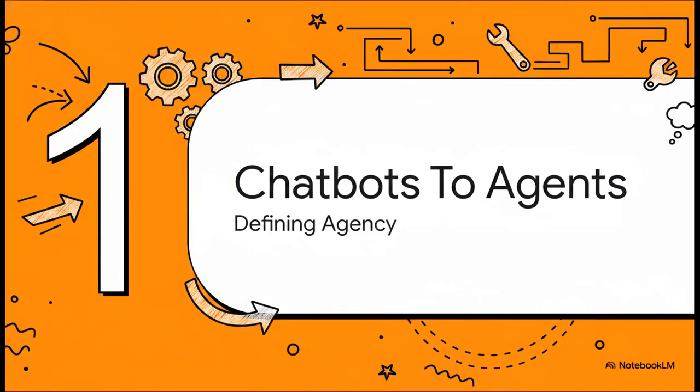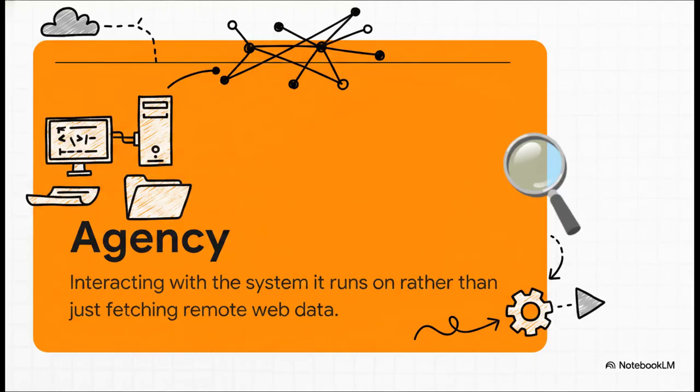Okay, section 1, from chatbots to true agents. So what do we actually mean when we throw around the word agency? Well, true agency kicks in when a model starts interacting with the very system it's running on. As Matthew Mayo points out, if you just give a model read-only web APIs, you still basically just have a chatbot. Sure, it has access to better, fresher information, but that's about it. But when a model can read a local file, run a script, or check what's actually inside a folder before making a claim about it, that is where real agency begins.